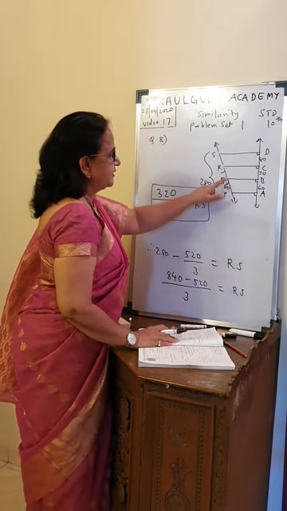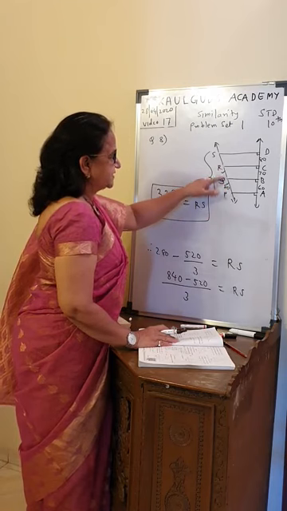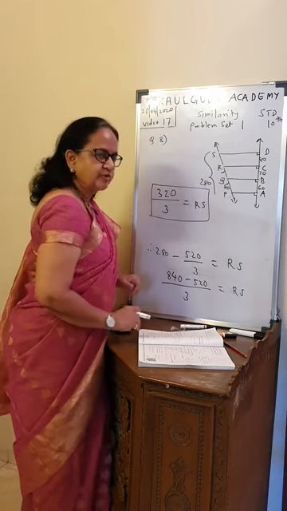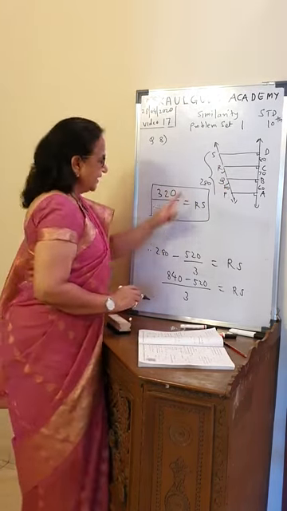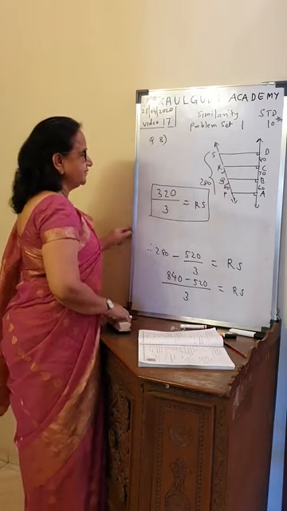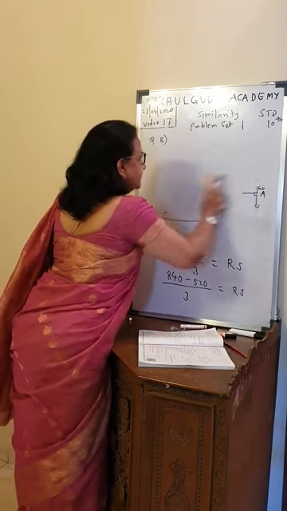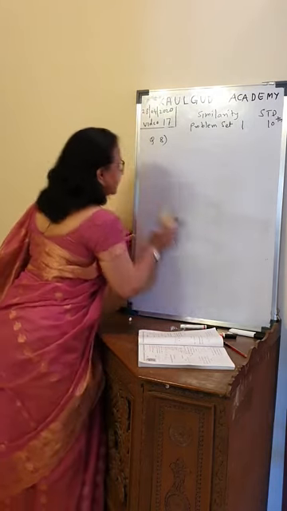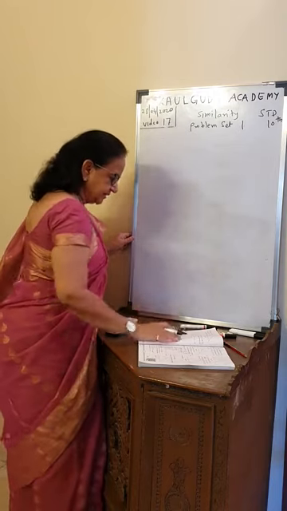So write answers. PQ we got 80. Then next was QR. That came out 280 upon 3. And last part is RS. It came out 320 upon 3. So these two are coming out in fractions. Doesn't matter. Alright. Next. Let us go for number 9.